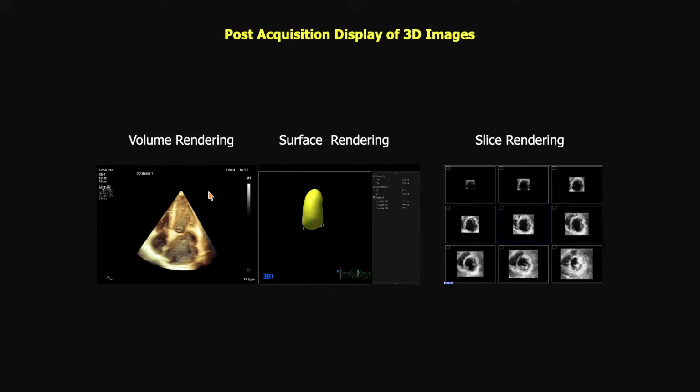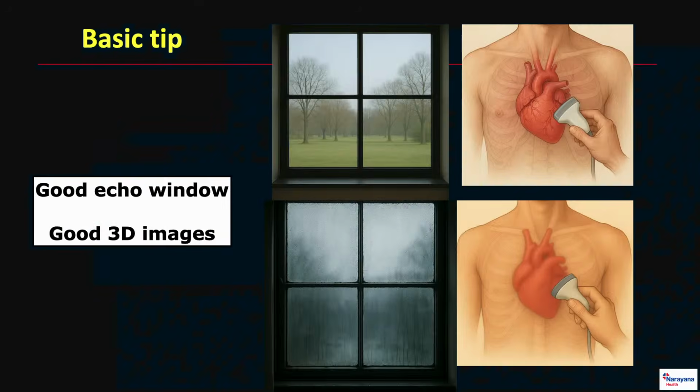When you see something like this, it's called a volume rendered image. And the middle one is known as the surface rendered. And then, of course, the slice rendering image is the slice.